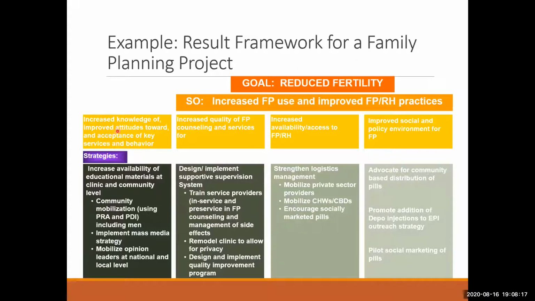Okay, and here what is the result? Increase of the knowledge, improve attitude toward and acceptance of key services and behavior, increase the quality of counseling for services, and increase availability and access to services, for example. This is all an example of a result framework. As we said, there are different types of framework. We will talk about each one.